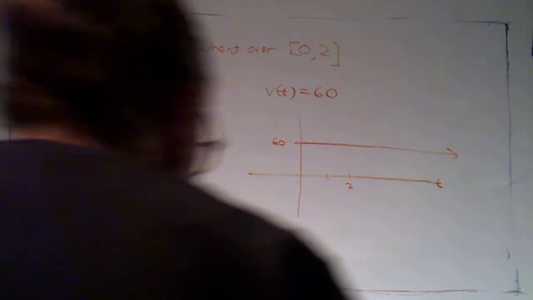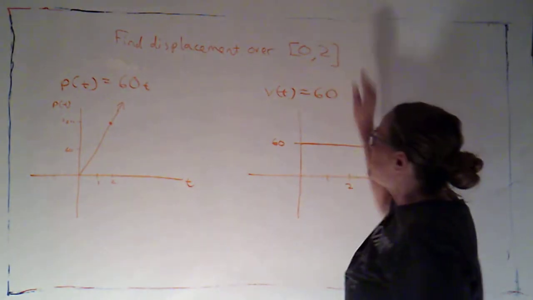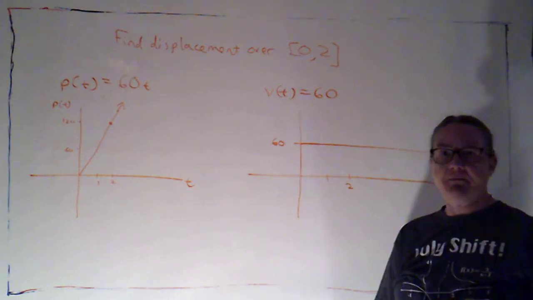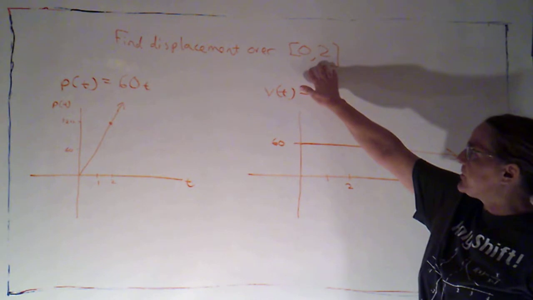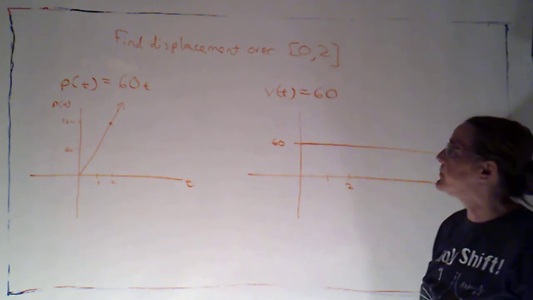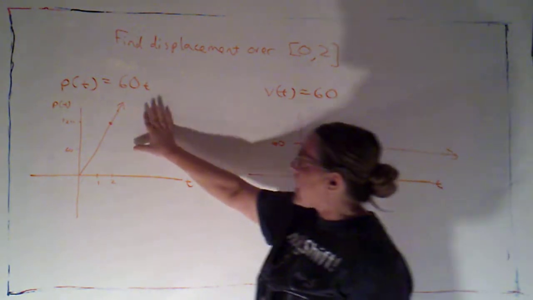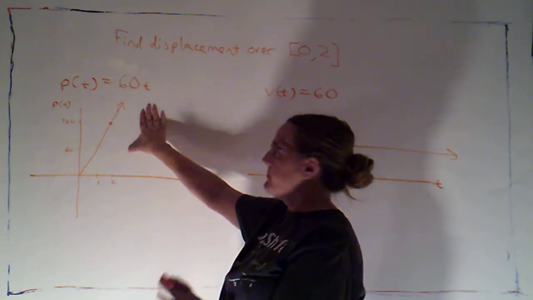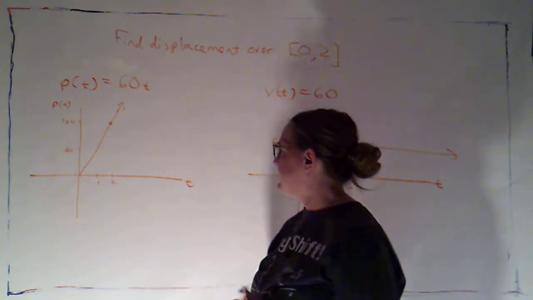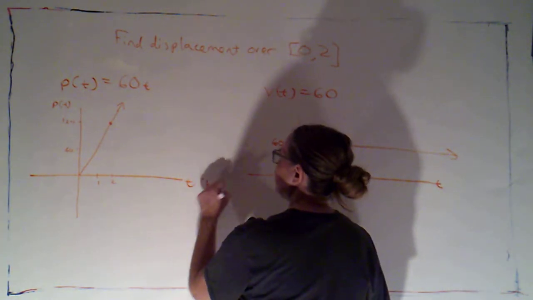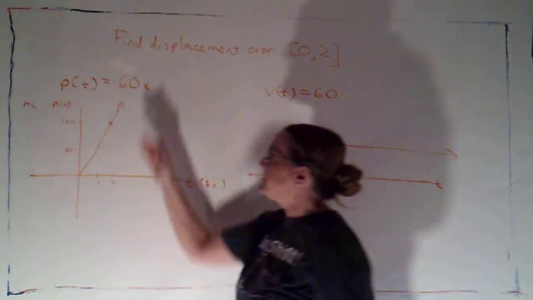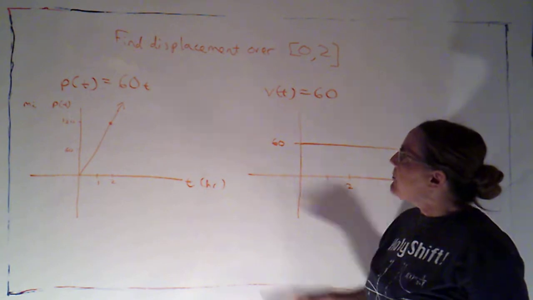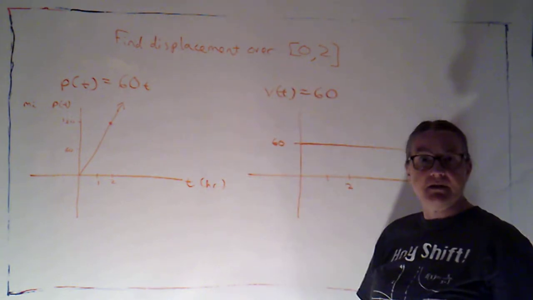Okay, I've got a problem up here on the board that I want to solve two different ways. We're going to find the displacement of an object over the time interval from 0 to 2. Here I've given you the position function. The position function is just 60t. Let's suppose t is in hours and p of t is in miles. I want to find the displacement using the position.